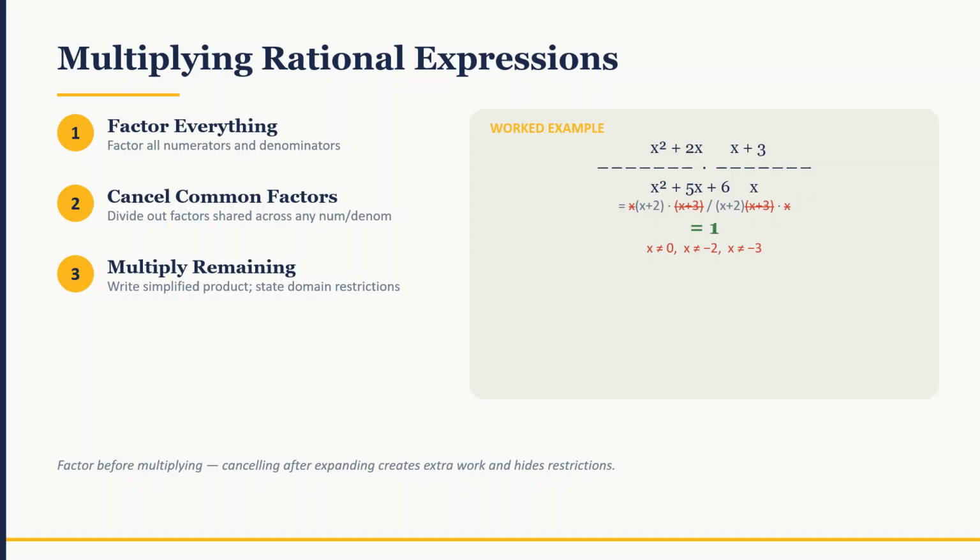Step 3. Everything has canceled. The result is 1. Restrictions. X not equal to negative 2, x not equal to negative 3, and x not equal to 0 from all the canceled factors.